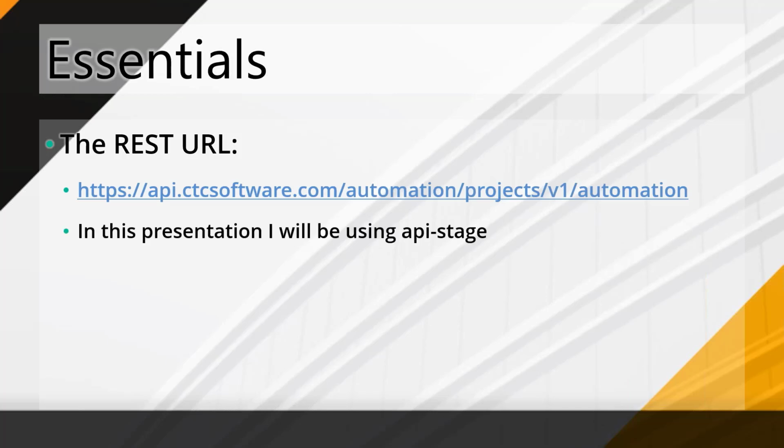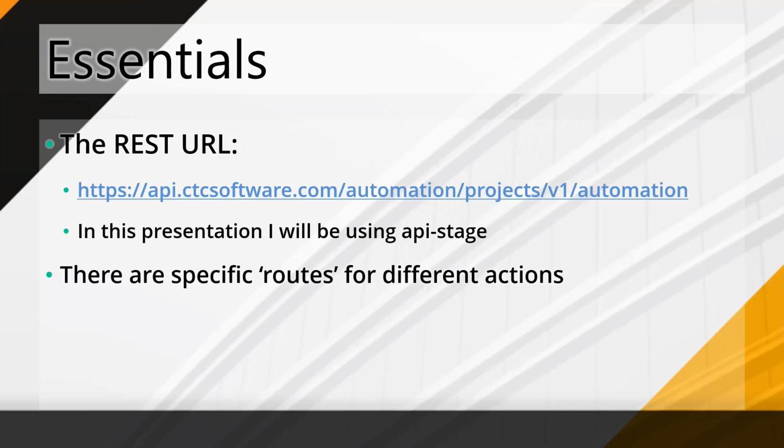Now, in this presentation today, I'm going to be using API-stage. Where you see API here, I'll be using API-stage because I'm going to be doing a lot of creation and deletion, and I don't want to risk deleting something in production that the rest of my team needs for demonstrations later on today. So I'll be doing all of this work in a staging space.